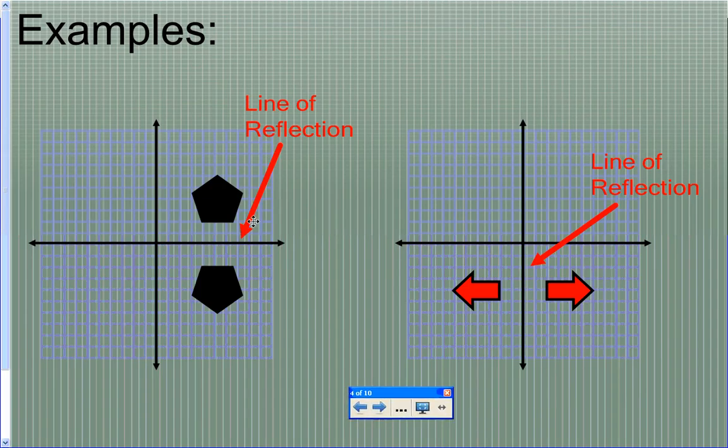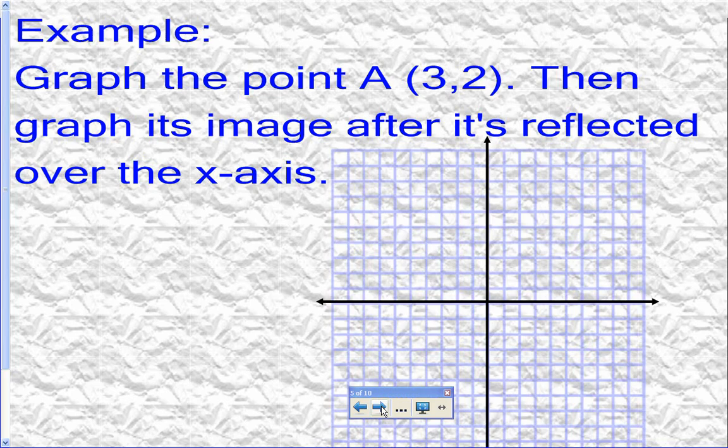Here's just two more examples of reflections. In this case, the first one here, the line of reflection is the x-axis. So we're flipping this pentagon over the x-axis. The next example, we're flipping this arrow over the y-axis. These are just examples of reflections.